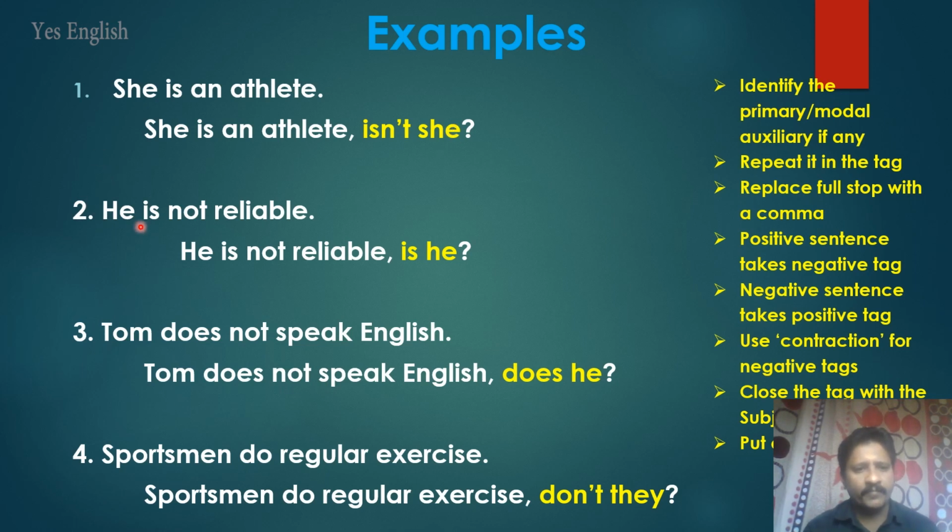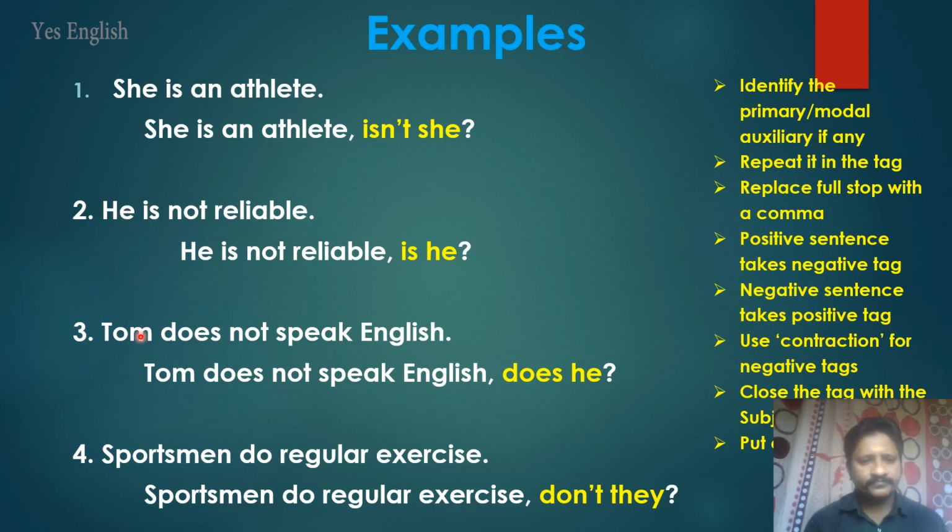And number two, he is not reliable. In this case "is" is a primary auxiliary, which comes repeated here. And then look at this "not", which suggests that the entire sentence is a negative sentence, so the tag is positive, which means we do not use any expressions like "not" in this tag. And then finally we close the tag with the pronoun, the subject of this sentence.